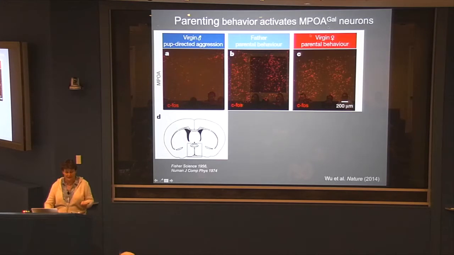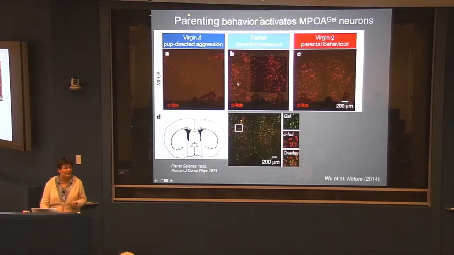Now, this is not exactly surprising. It was found over 50 years ago. It was known that the medial prefrontal area was essential for maternal behavior. The key, however, is to know which neurons these are. What is the identity of these neurons?